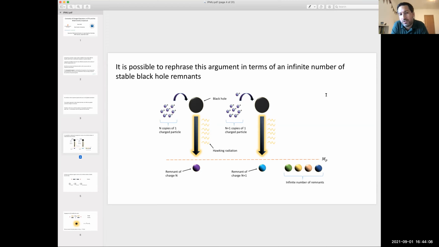And because you can do this with any initial charge for the black hole, you actually have an infinite number of stable remnants in that case. This infinite number of stable objects is completely analogous to the infinite entropy I just mentioned. It's just that you let the radiation not take you to some large mass, but you let it decay all the way down to the Planck scale. So it's a rephrasing of the infinite entropy in that sense. Okay, can we go to the next slide?